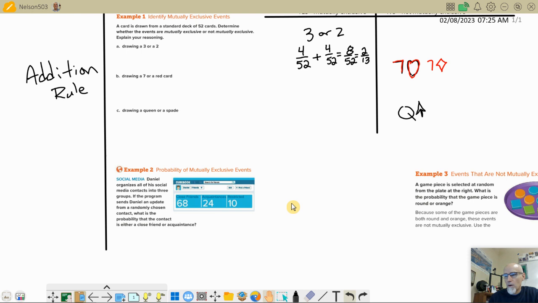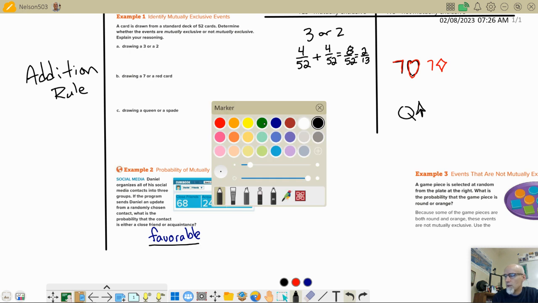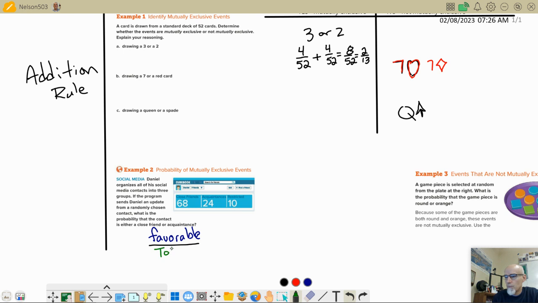Okay. All right. So here we go. Daniel organizes all his social media contacts into 3 groups. If the program sends Daniel an update from a randomly chosen contact, what's the probability that the contact is either a close friend or an acquaintance? So just as a reminder, probability is, and I'm looking over there at the board, I have the numerator in blue, and I called it the favorable, right? Favorable. And in the denominator, I have total possible, and that is in green. So total is down here.